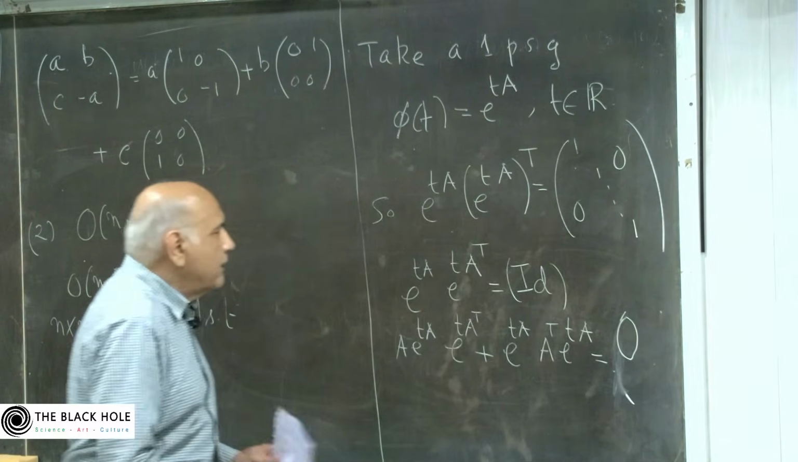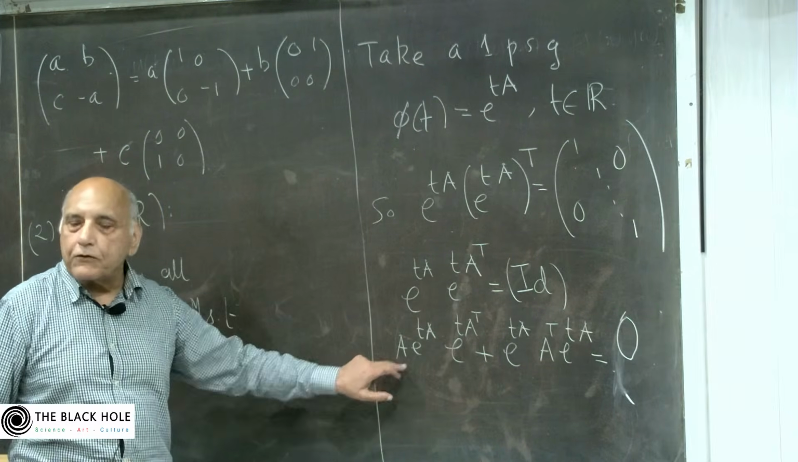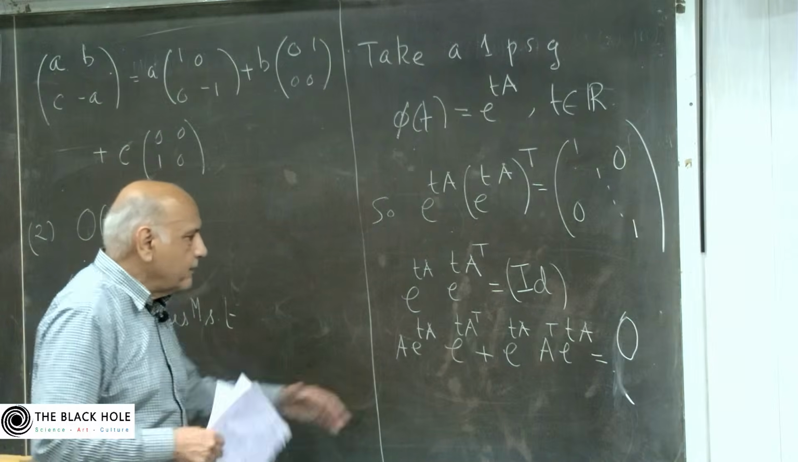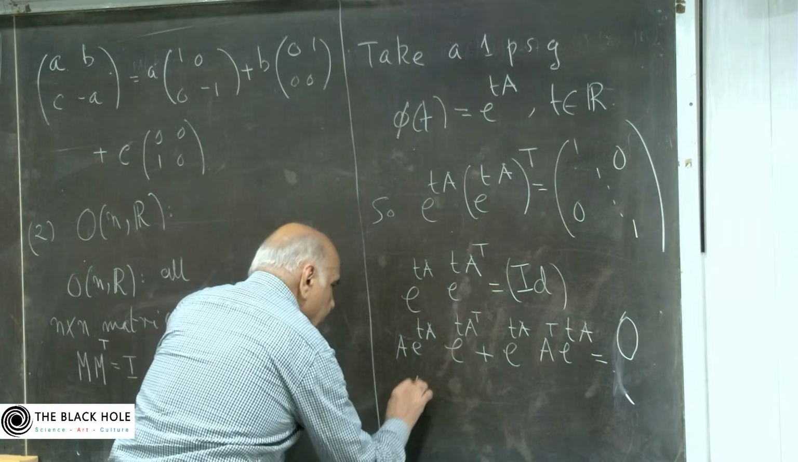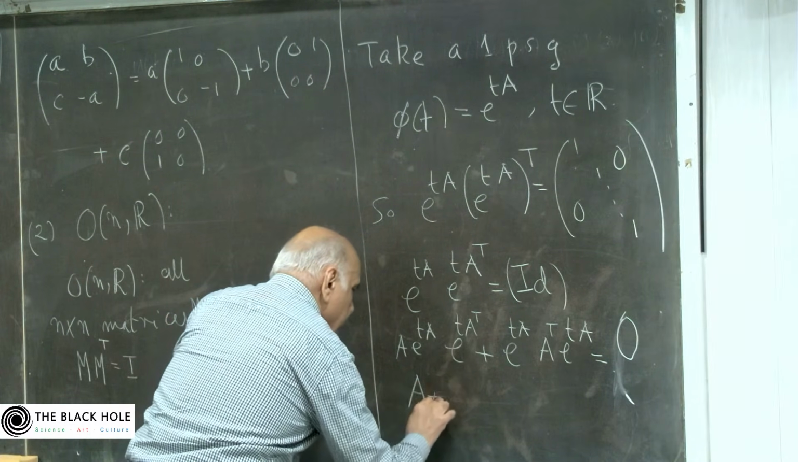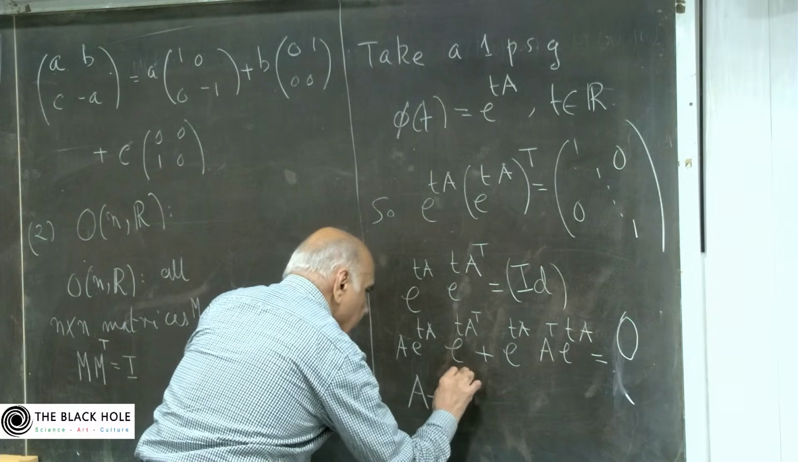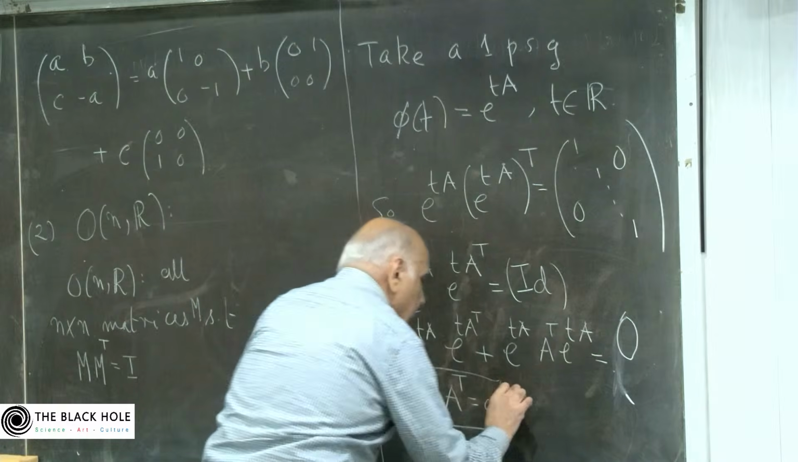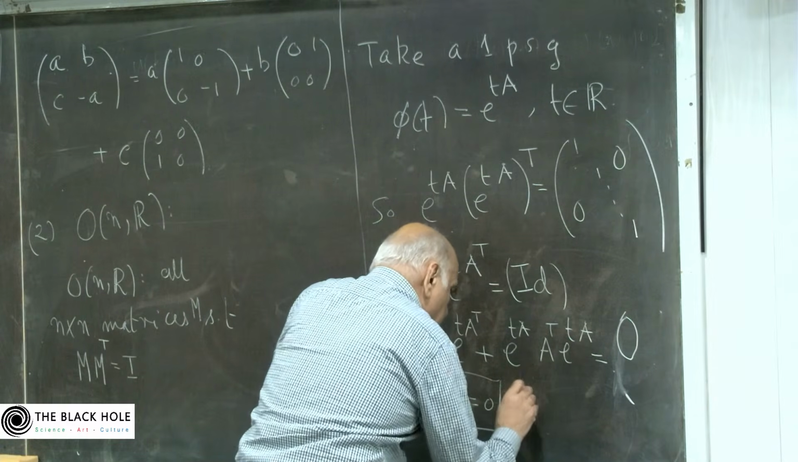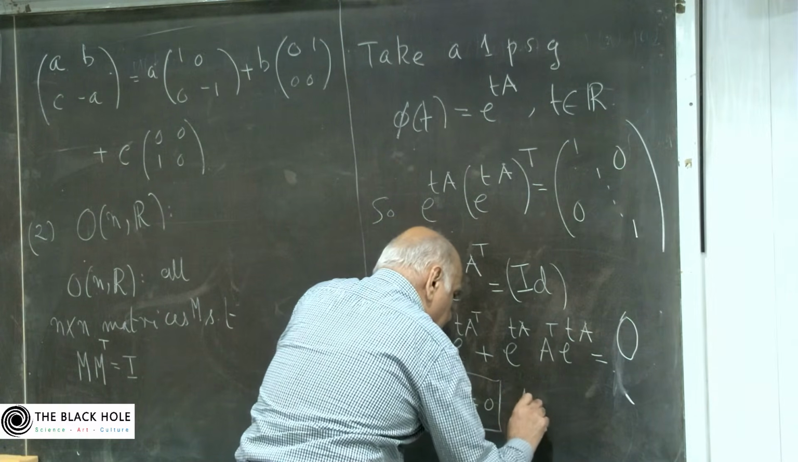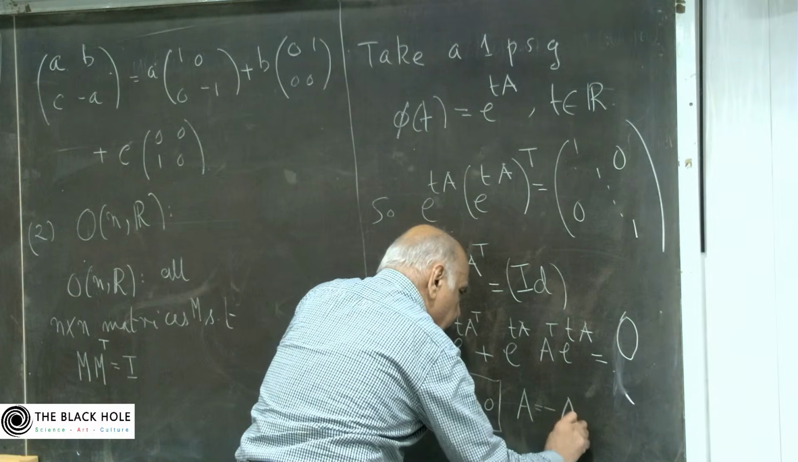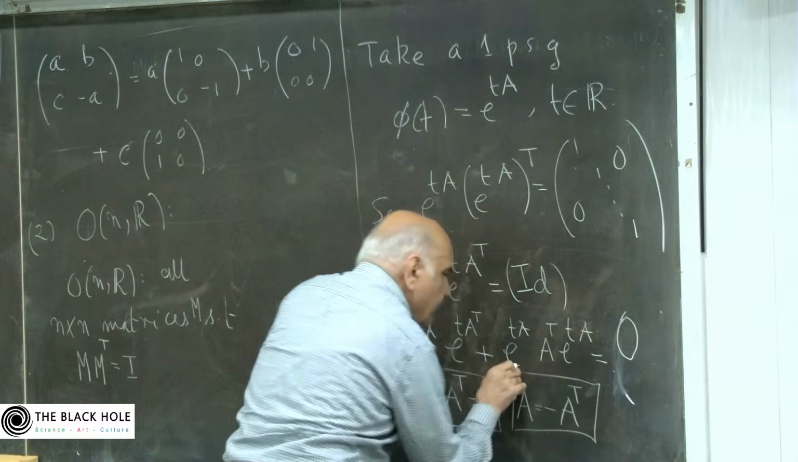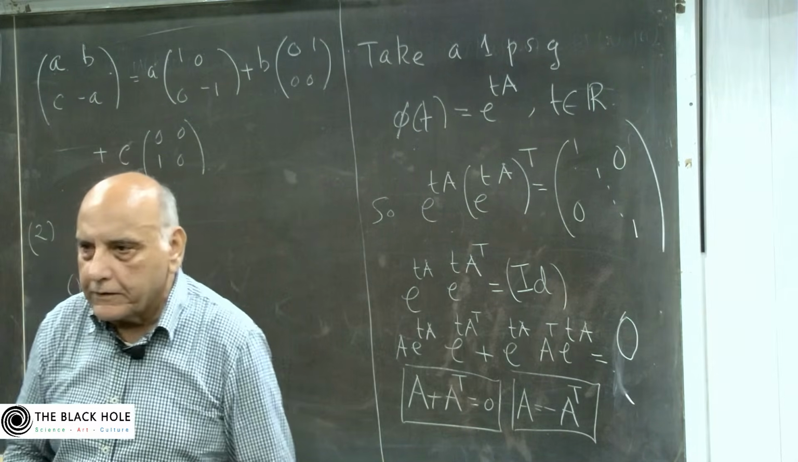Okay. Now put t equal to 0, what do you get? What is e to the power of 0? 1, right? Identity. So A plus A transpose is 0. So A is equal to minus A transpose. Okay. And such matrices are called skew-symmetric.